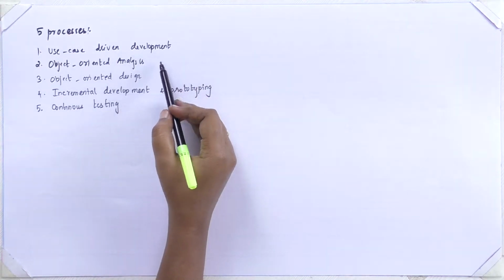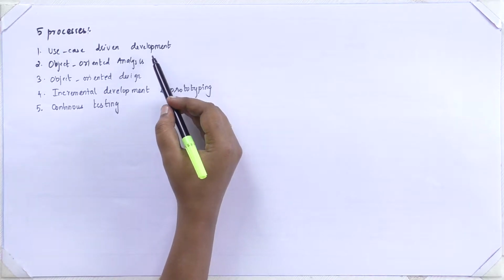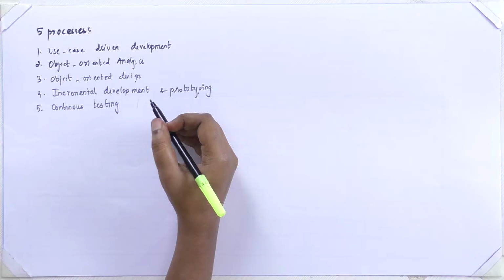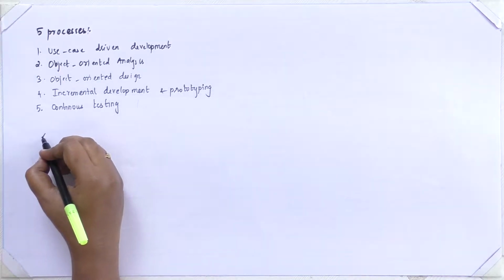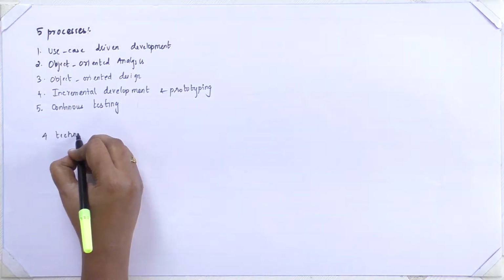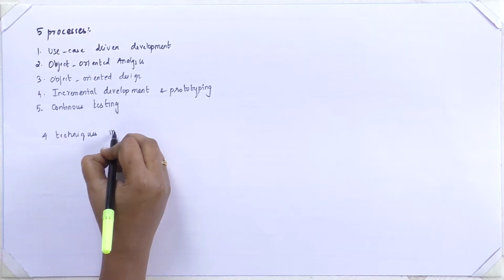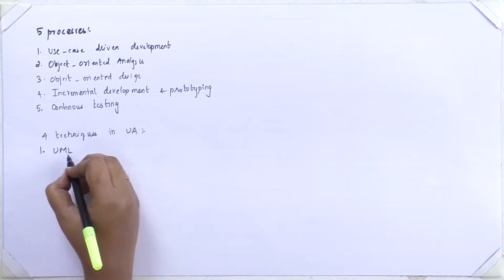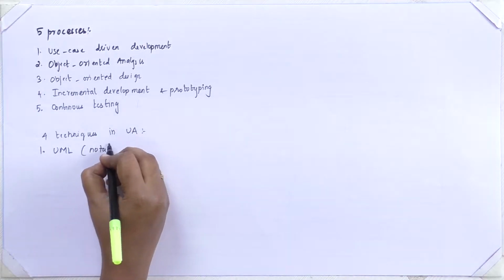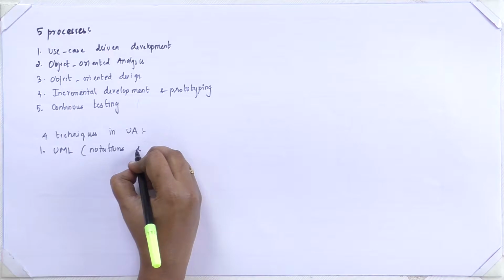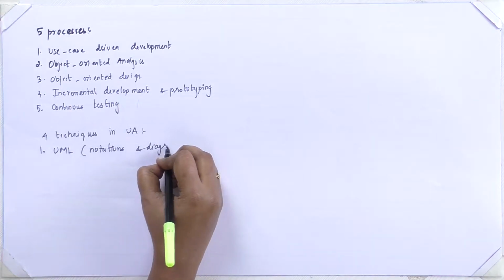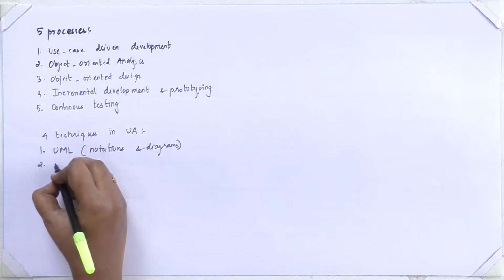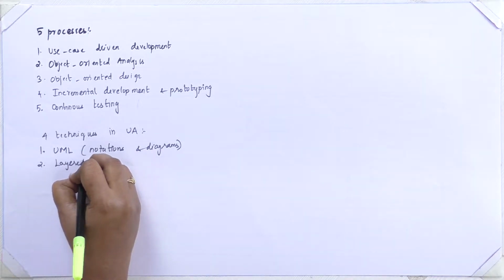In order to perform these 5 processes one by one, we are in need of some techniques. So our unified approach will be using some techniques. You have 4 techniques in unified approach. Those 4 techniques are, first, UML language, that is Unified Modeling Language. Using the notations and diagrams we have in UML language, you can develop the software easily.